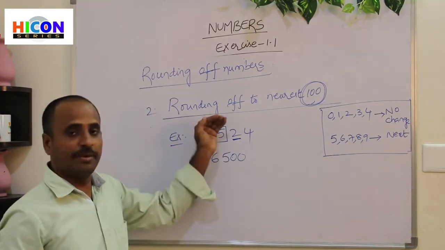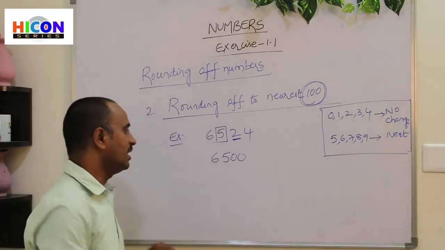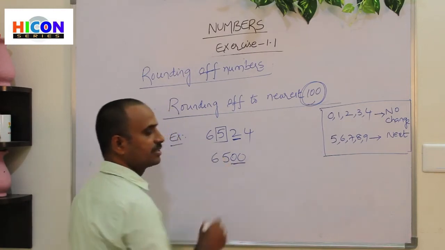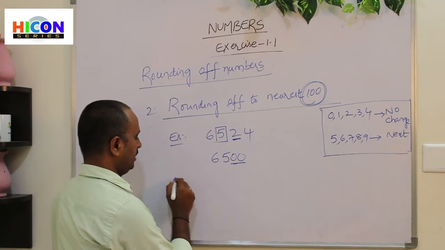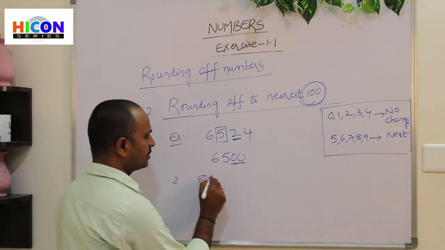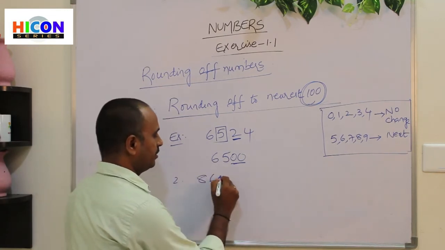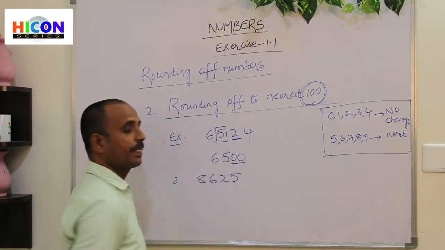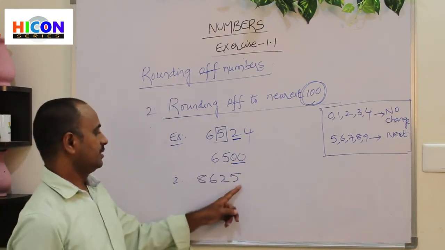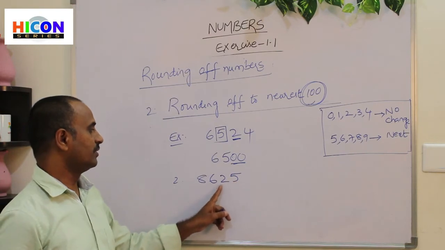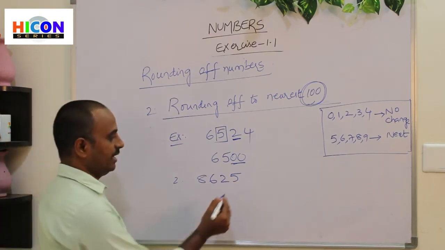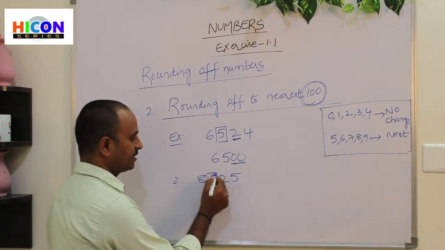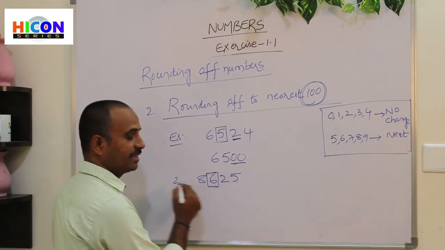So if any given number is rounded off to hundreds, the answer will contain 2 zeros in its last 2 digits. So let us see one more example. That is 8625. So children, see this number. Now we have to round off this given number to hundreds. So now find the digit present in the hundreds place.